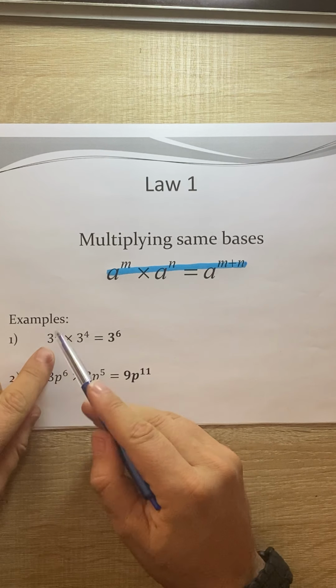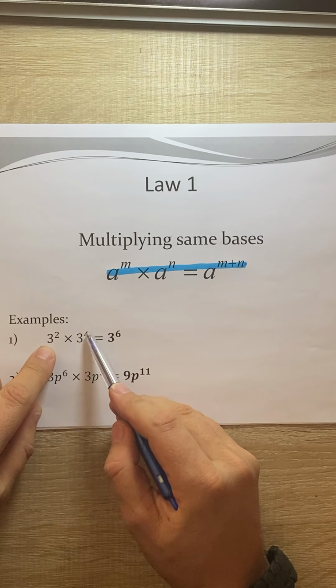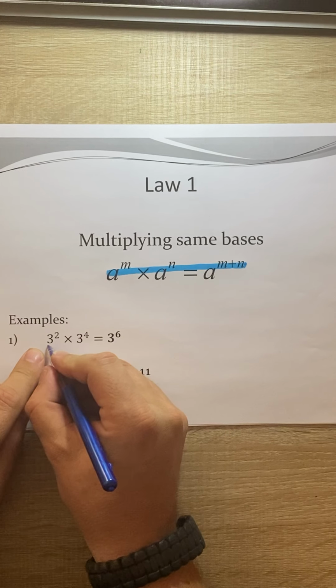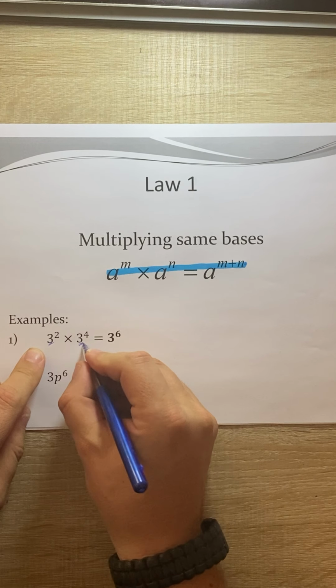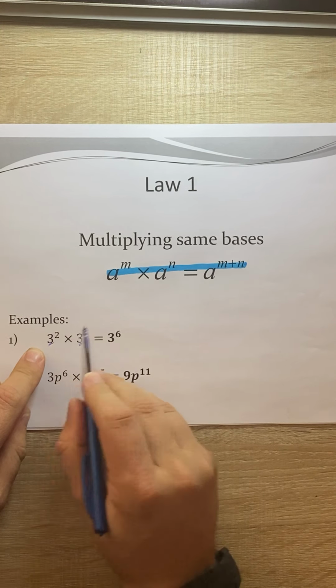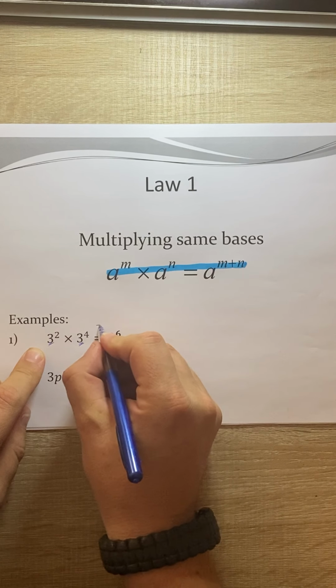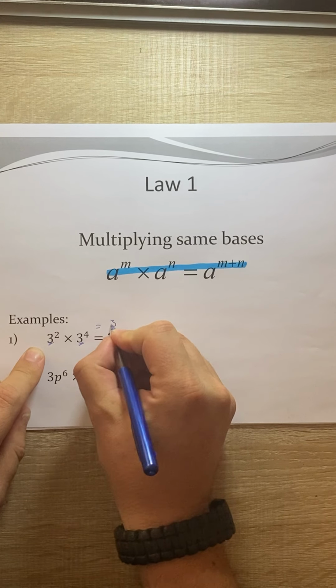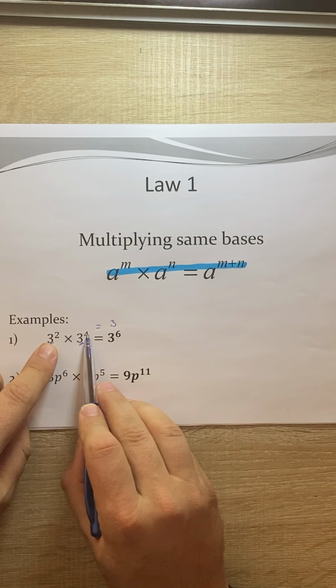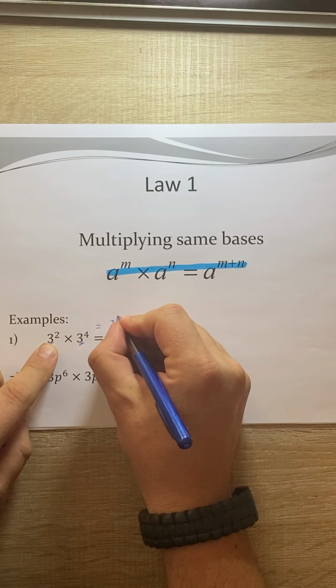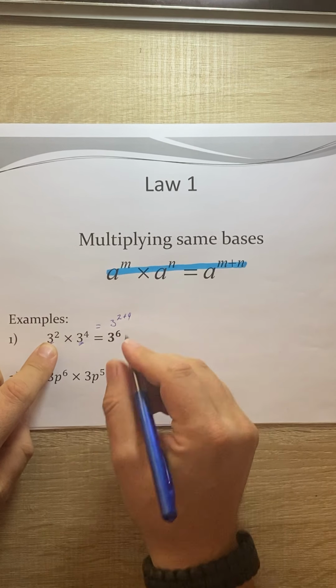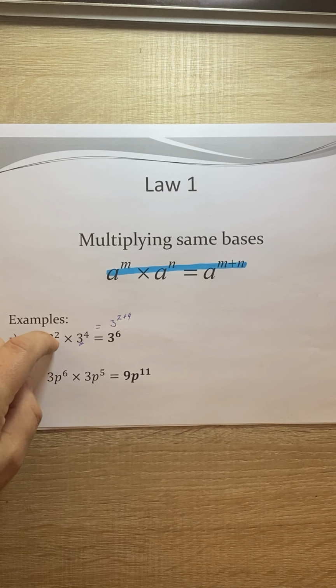You've got 3 to the 2 times 3 to the 4. Now our bases are the same. We've got 3 and 3, and we're multiplying. So we can apply this law. So how did they get to this bit? They made it one base, and then they just added the exponents. So it's 2 plus 4, which gives us 3 to the 6.